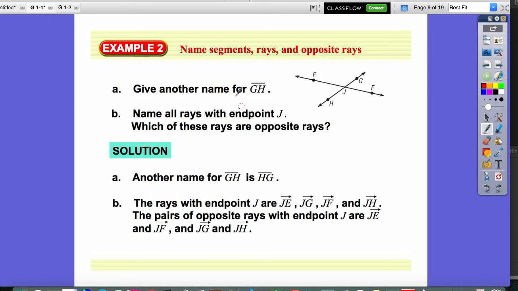Give another name for line GH. Line segment GH, you could also call it line segment HG. Name all the rays with endpoint at J. So you have JG, you have JH, you have JE, and you have JF. JG and JH both start at J and travel in opposite directions, so they're opposite rays. JE and JF both start at J, traveling in opposite directions.